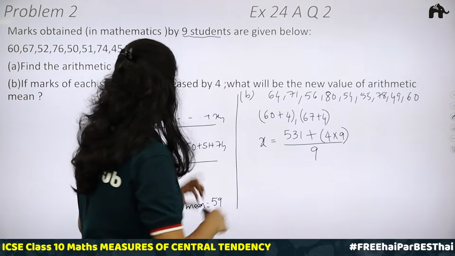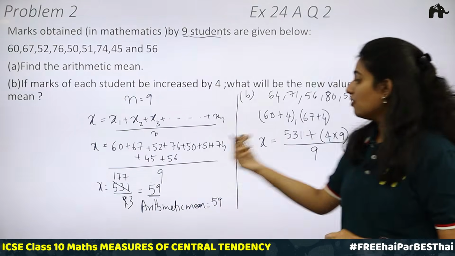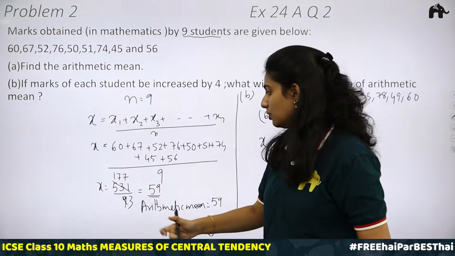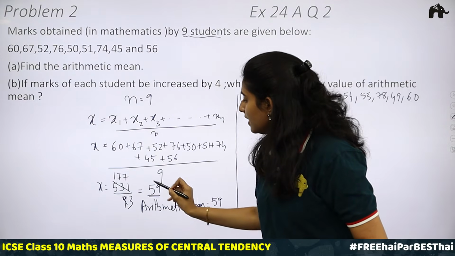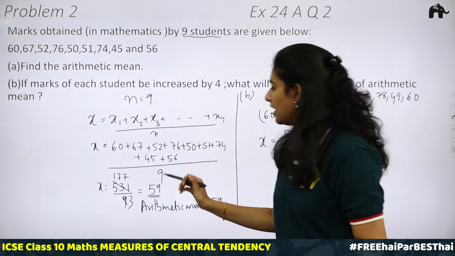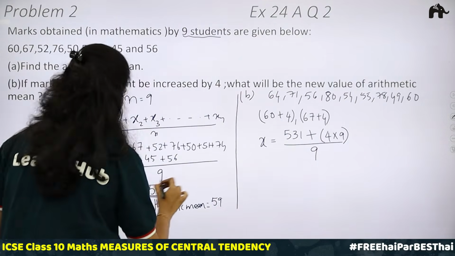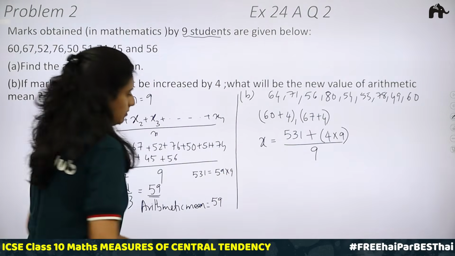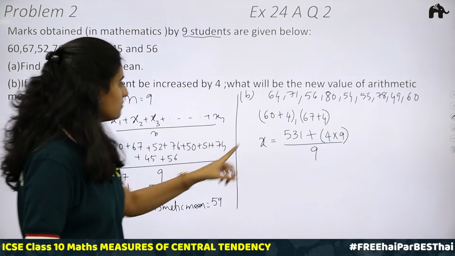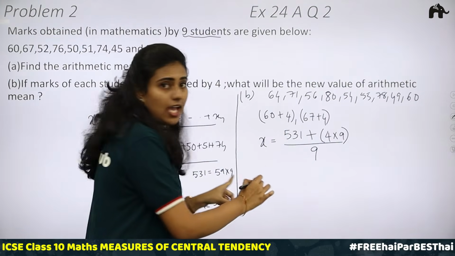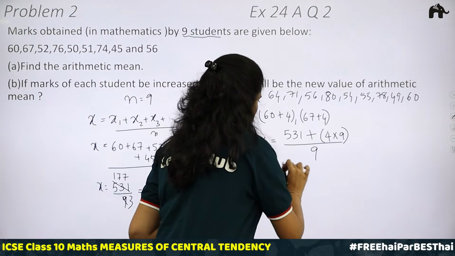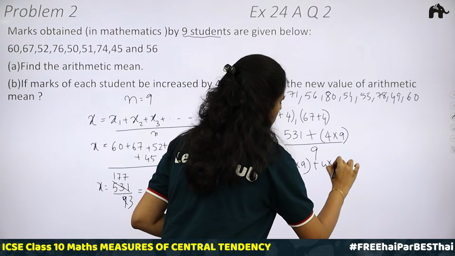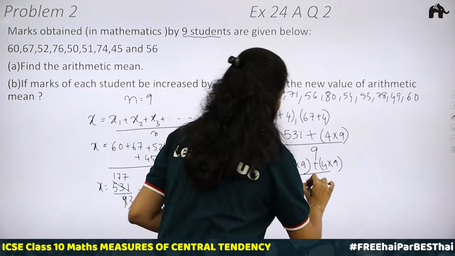Okay. Now 531. What is 531? 531 is equal to 59 into 9. Yes, 59 into 9 is 531. Okay, then how can you write 531? 531 can be written as 59 into 9. So x is equal to 59 into 9 plus 4 into 9, divided by 9.